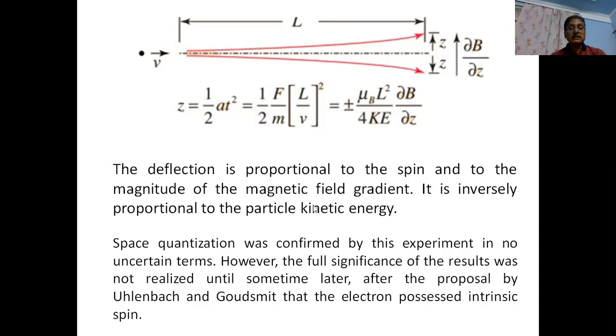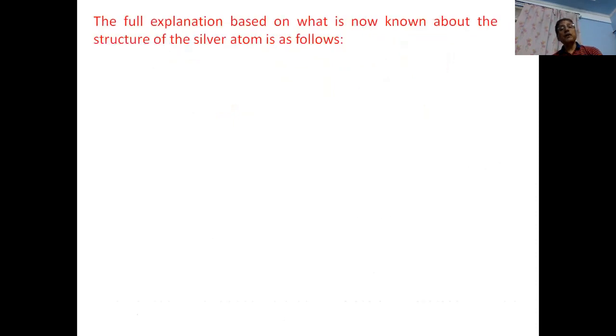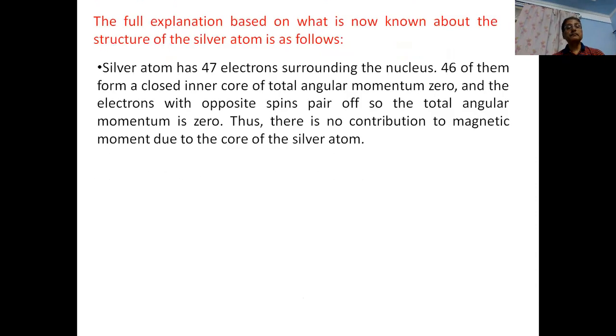Thus, space quantization was confirmed by this experiment in no uncertain terms. However, the full significance of the result was not realized until some time later, after the proposal by Uhlenbeck and Goudsmit that the electron possessed intrinsic spin. Now, the full explanation based on what is now known about the structure of the silver atom is as follows. That is how we understand it.